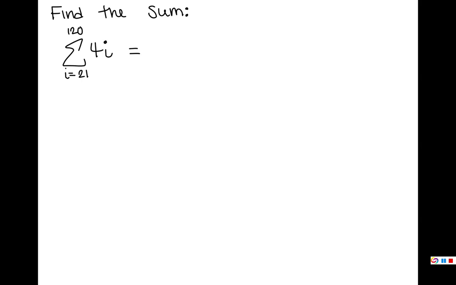All right, let's see if we can find the sum from i equals 21 to 120 of 4i. And so we have a problem here. I don't know if anyone notices what that problem is, or how this problem is different from the one I just did. The difference is the formulas I have given you only work if i starts at i equals 1, but we're actually starting our sum at 21. So we're starting with i equals 21 and then going up to 120. How can we deal with that?